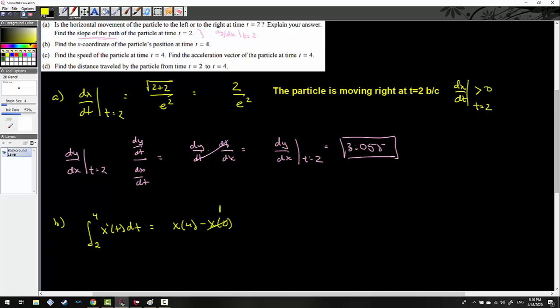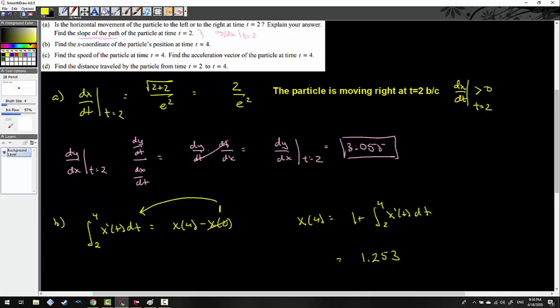So what that tells me is that x of 4 is equal to, after some algebraic manipulation here, I'm just going to add that 1 to the other side. x of 4 will be 1 plus the integral from 2 to 4 of x prime of t dt. And then when all that's done, again, this is just calculator work. I'm just going to punch that into the calculator. I'll let you guys go ahead and do that. It's 1.253.